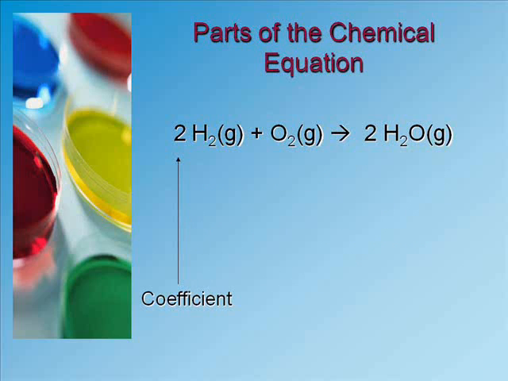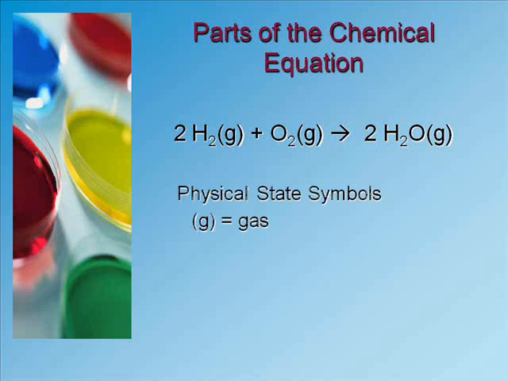The numbers that are sometimes written in front of the reactants or the products are called coefficients. As we will see shortly, coefficients are used to balance chemical equations. In this particular reaction, all of the substances are gases. We indicate this by putting the lowercase g in the equation. This g is a physical state symbol.